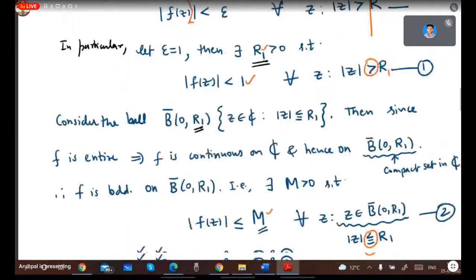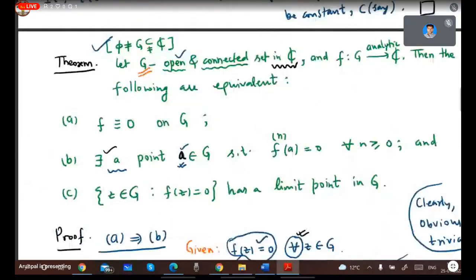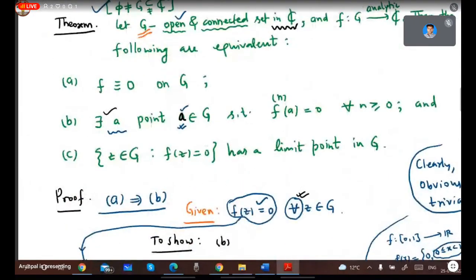Where that result was. Yeah, it was this result, class. So this result says that these conditions are equivalent. It means class A and C are equivalent, right? Right, class? Yes, sir.